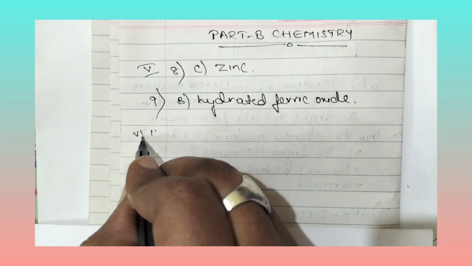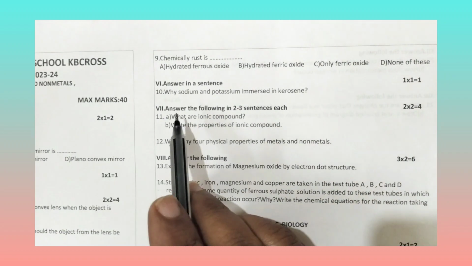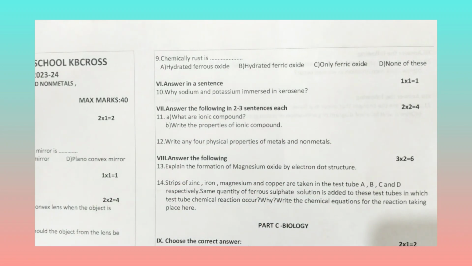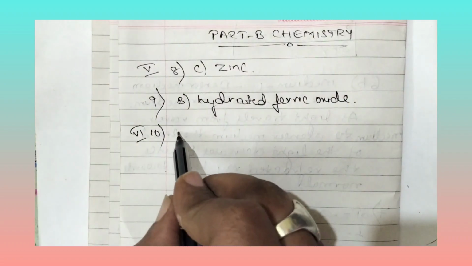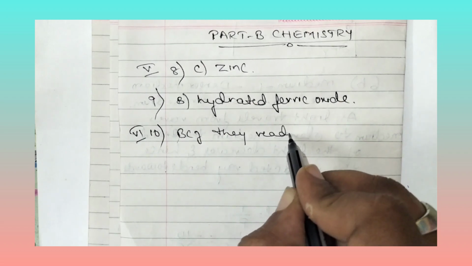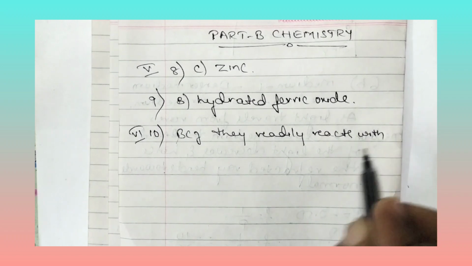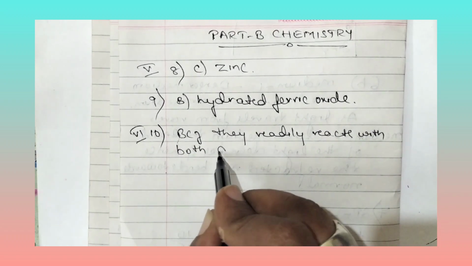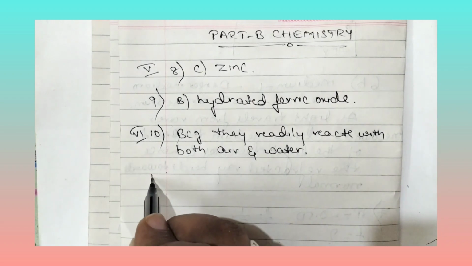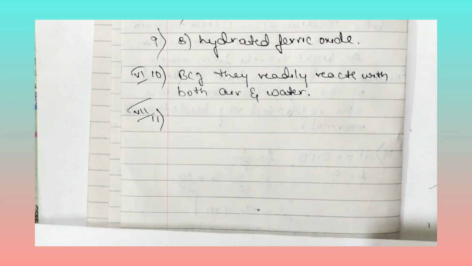Now let us move for 6th main, that is a 10th question. The question is why sodium and potassium immersed in kerosene. So why we have to immerse sodium and potassium in kerosene? Because they readily react with both air and water.